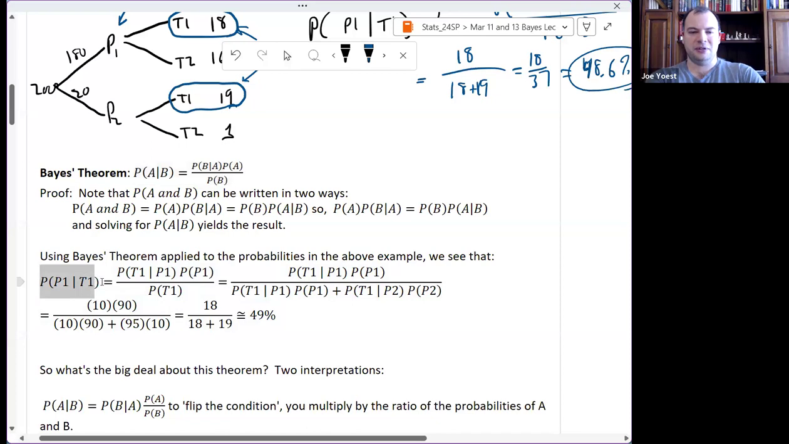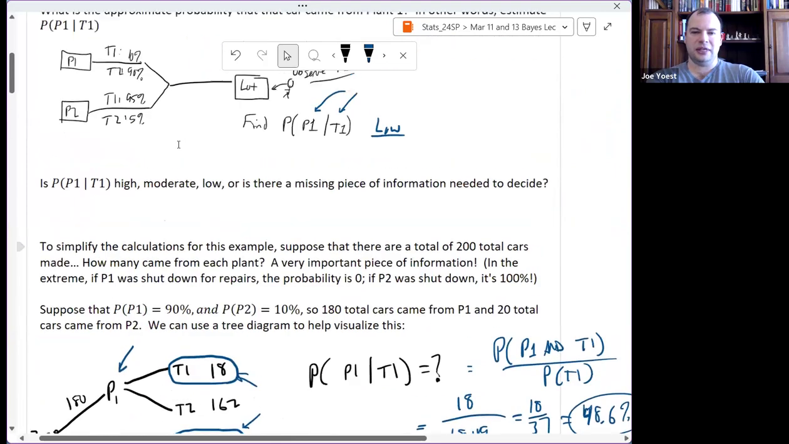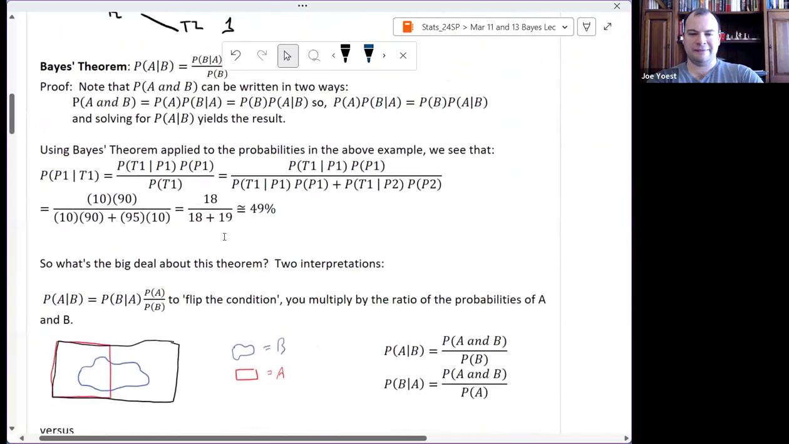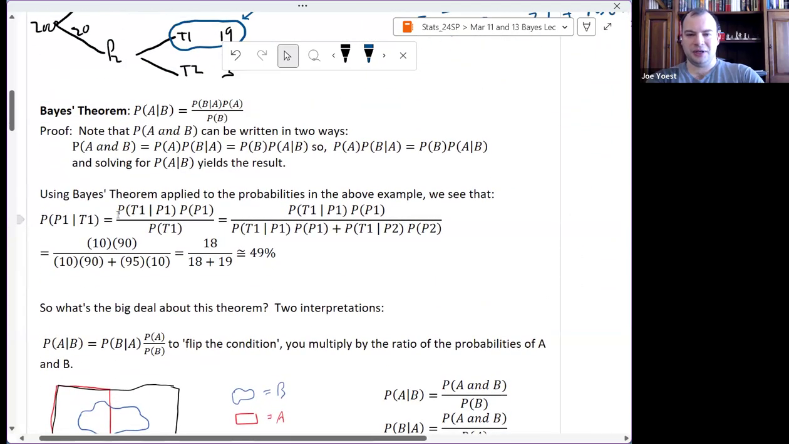What's the probability of plant 1 given type 1? Well, I don't know that directly. That's not one of the pieces of information that I was given. I'll apply Bayes' theorem. What Bayes' theorem, in a sense, lets me do is flip this conditional around. Instead of plant 1 given type 1, instead of conditioning on the type of car, I can choose to instead condition on which plant. I can switch this to probability of type 1 given plant 1. But importantly, I need to multiply and divide by probability of plant 1 over probability of type 1.